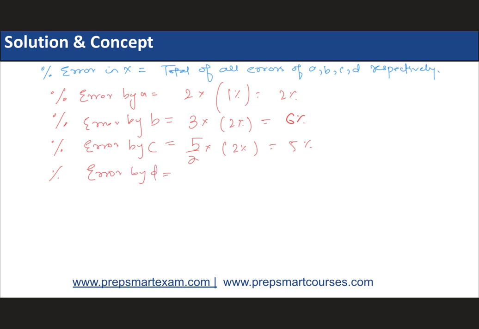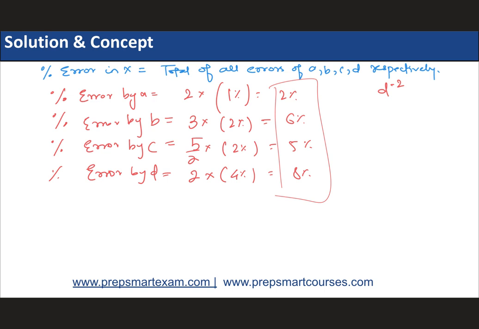Next, again the percentage error by d. Now this is where it becomes tricky for a student in an exam, because the power of d here is -2, so d raised to -2, students will tend to multiply it by minus, but no, you have to take the positive only. So 2 into whatever was given, I think 4% error was given, so this becomes 8%. Now the only thing that you need to do is add all of them and that will give you the answer. So 2 plus 6 plus 5 plus 8, that is 8 plus 5 is 13, 13 and 8 is 21, and that will be your final answer.